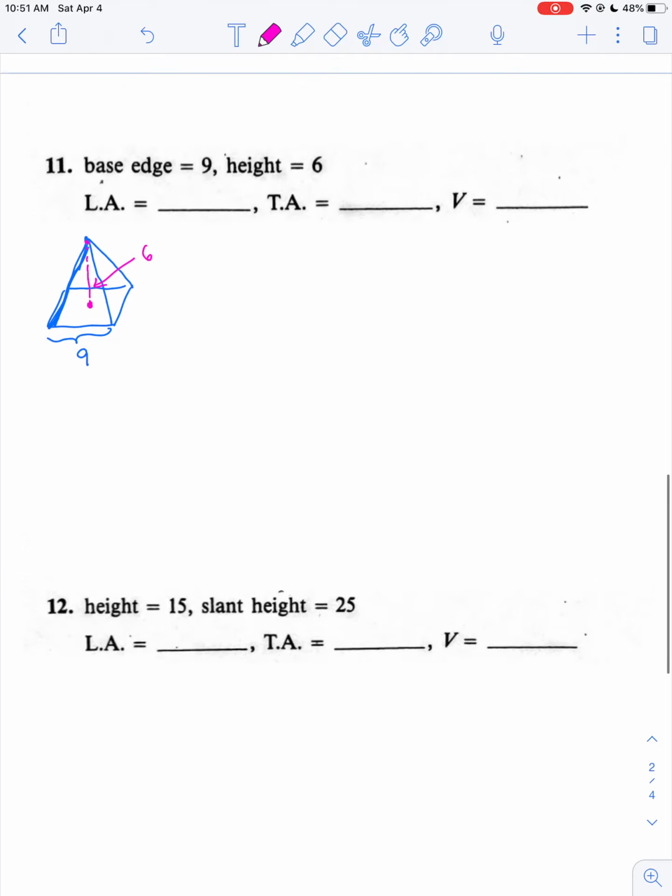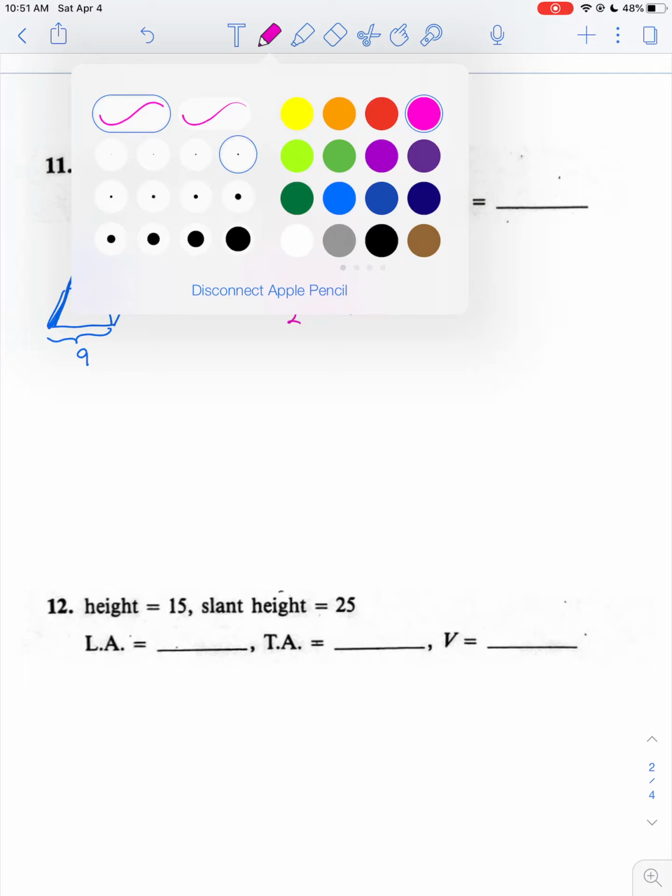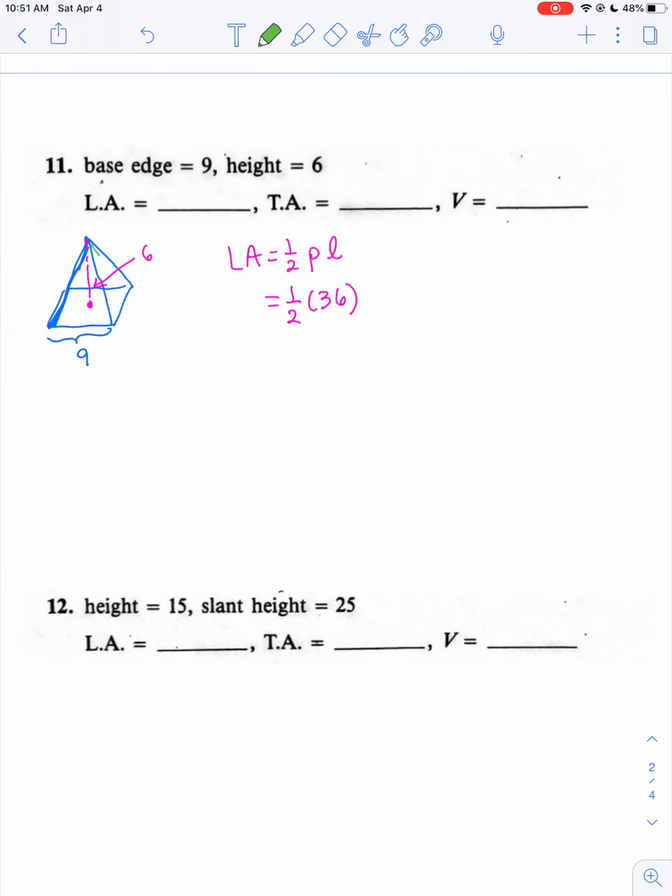that value right there is 6. Okay, so in order to find the lateral area of a pyramid, which is the area of all the triangle lateral faces, the formula is 1/2 perimeter times L. So we have the perimeter of a square is 9 times 4, which is 36. And then we need the slant height. Well, the slant height is different from the altitude. I'll go ahead and show you guys where the slant height is. This is the slant height.